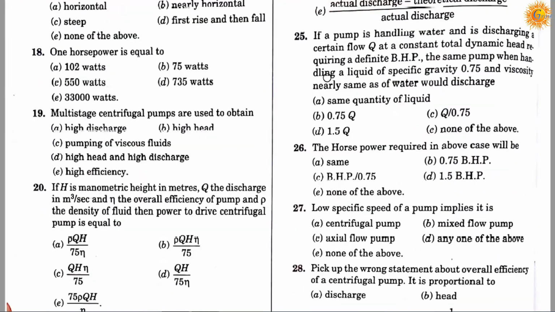Question number 25. If a pump is handling water, discharging a certain flow capital Q at a constant total dynamic head requiring a definite BHP, the same pump when handling a liquid of a specific gravity 0.75 and viscosity nearly same as that of water would discharge, option A, same quantity of liquid, option B, 0.75 Q, option C, Q divided by 0.75, option D, 1.5 Q, option E is none of the above. Correct answer is A, it will be same quantity of liquid.